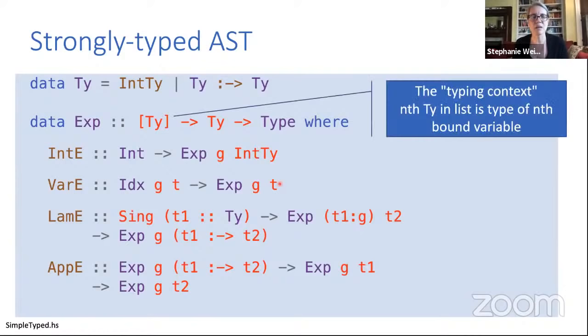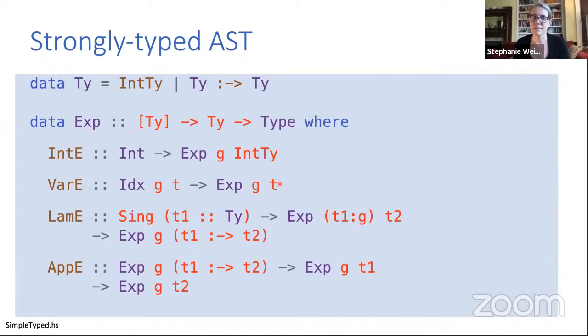Right, and that context is representing the typing context because I'm using indices to represent variables. I can represent the typing context using a list where the nth type in that list is going to be the type of the nth variable in my expression. So now my expression type can talk about what the free variables of that expression are and what their types are, and it can talk about the entire expression. You can see, for example, the type of a literal int expression: it doesn't matter what context it is in, it always has the int type, that base type.